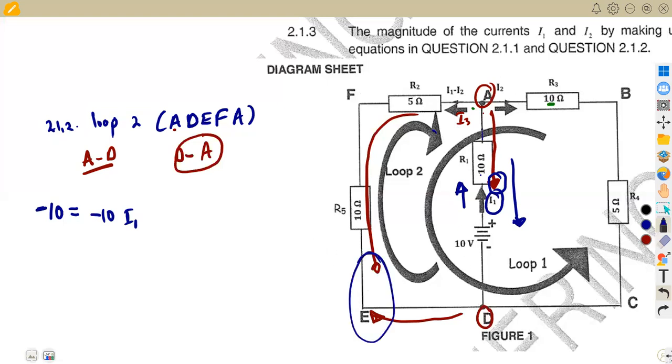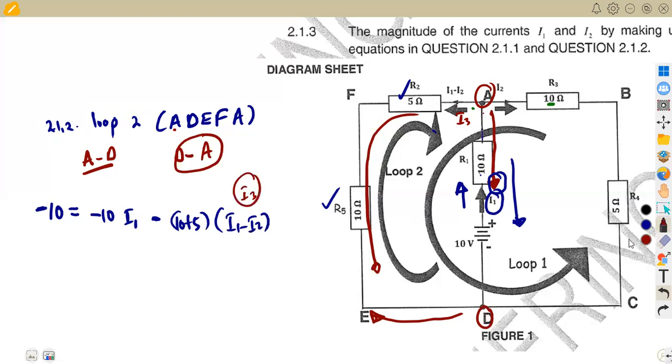But now it's going to be a negative since we are opposing the direction of the flow of current that we are given. We add our resistors, 10 ohm and 5 ohm together, which is going to be 15 ohms, times the current, which is I1 minus I2. I1 minus I2, remember, it is representing I3, like I said earlier on. So that is how we're supposed to take this. Then we can simplify further. That is negative 10 is equal to negative 10 I1 minus 15 into I1 minus I2. All right, so that's it.